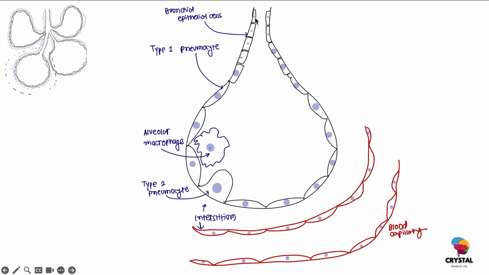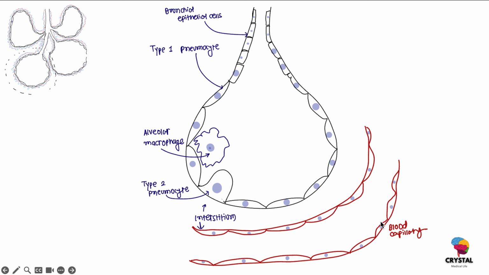The alveolar duct is lined by bronchial epithelial cells, and the alveoli are lined by type 1 pneumocytes. 95% of cells are type 1 pneumocytes, and 5% are type 2 pneumocytes. Type 2 pneumocytes release surfactant, which prevents the collapse of the alveoli during expiration. Another cell is the alveolar macrophage within the cavity of the alveolus, and they are the policemen of the alveolus.